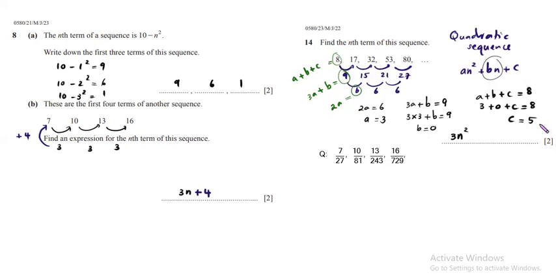I need to replace this c with this 5. So that's going to be a positive 5. So that's going to be 3n squared plus 5. This is the nth term of this quadratic sequence.